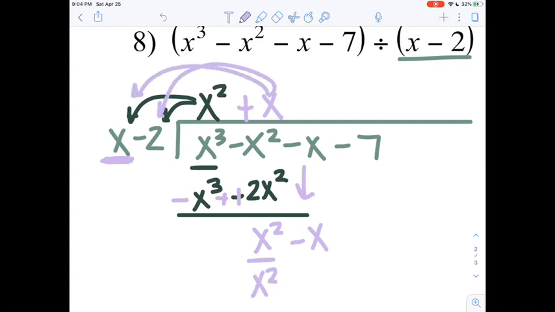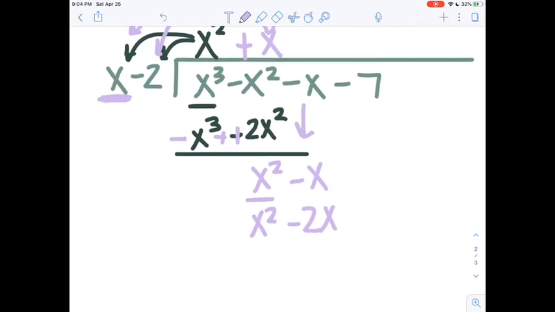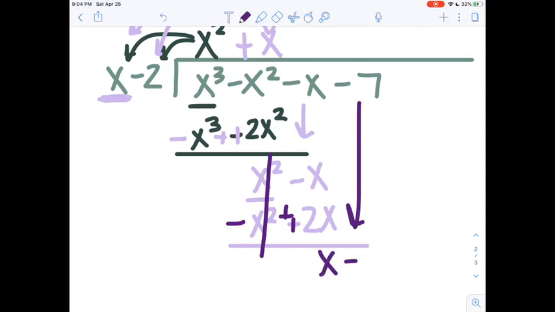So I get x squared minus 2x. Remember, we're subtracting both of those terms, so minus x squared and minus the -2x. Well, that double negative becomes positive. So these cancel, and I have x, and then drop down the 7.